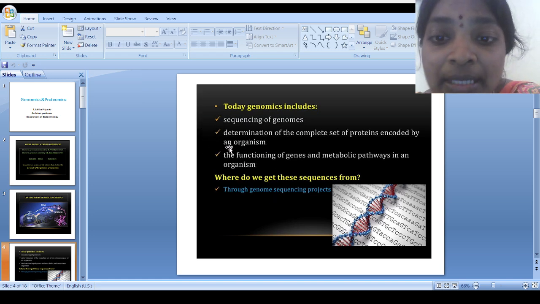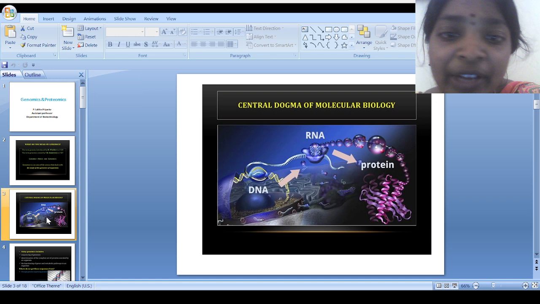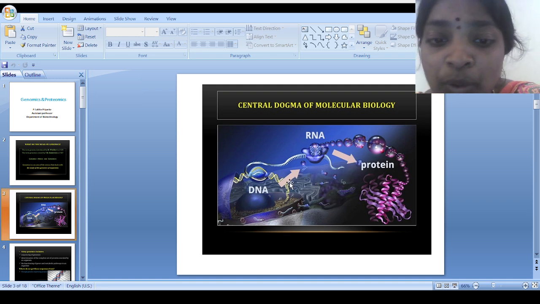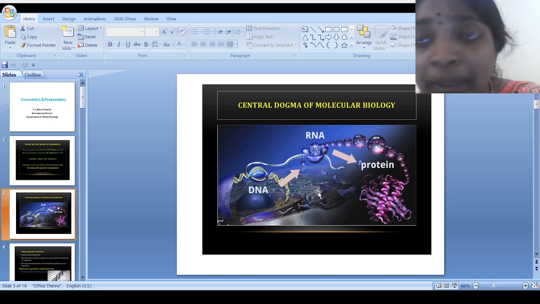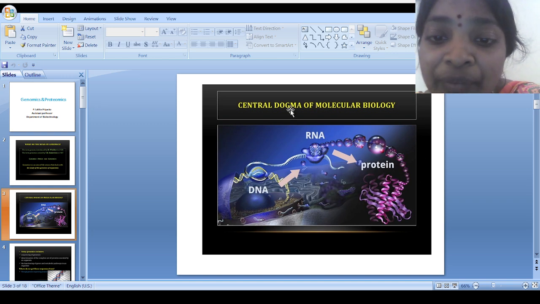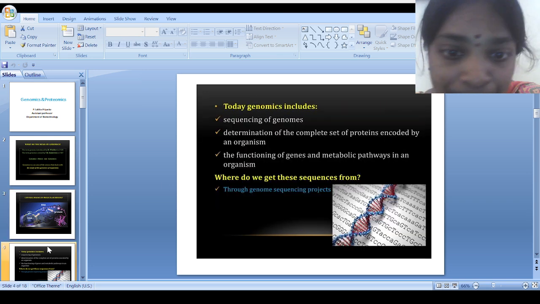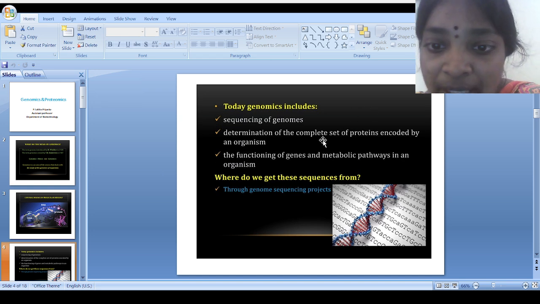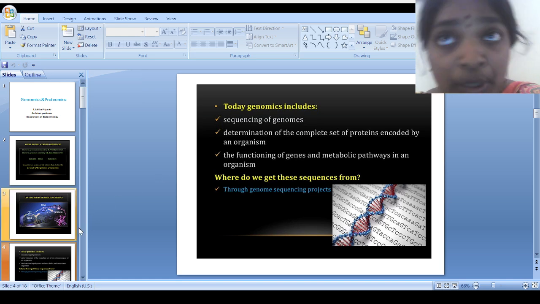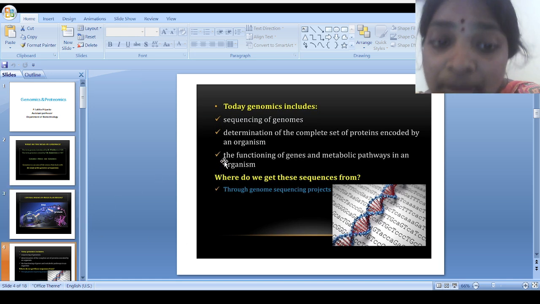So this determines the complete set of proteins. Now, ultimately, we said that finally we are getting a protein, right? So the DNA codes for one particular protein. In between, we have a single-stranded mRNA that translates the information into protein, right? Here, we determine the set of proteins encoded by an organism. So they code for some protein. And we have one more criterion, that is the functioning of the genes and metabolic pathways of an organism.